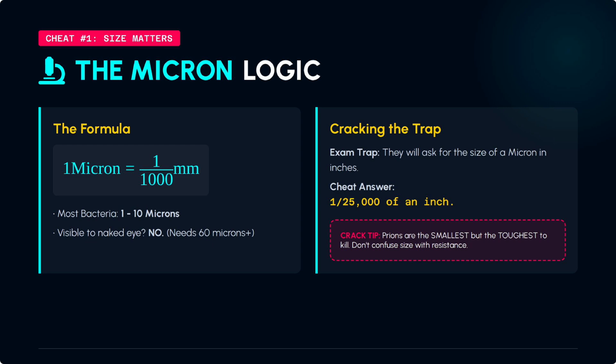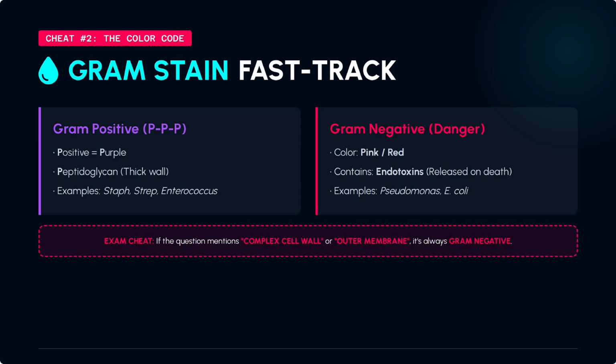Hack number 1, size. The exam loves testing you on the micron. Look at the formula. 1 micron is a tiny 1,000th of a millimeter. But here is the classic trap. They will try to trick you with inches. If you see inches on the test, just blindly pick 1/25,000th of an inch. Bam! Easy point. And remember, prions are the absolute smallest, but they are the final boss of sterile processing. Small doesn't mean weak.